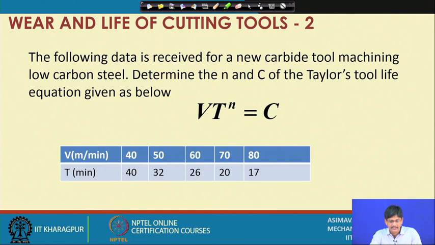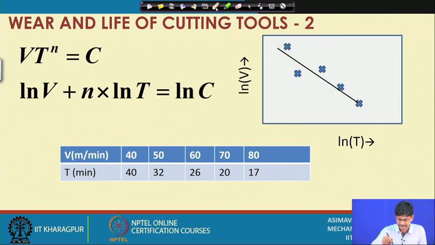We are now supposed to determine N and C of the Taylor's tool life equation. What is the data given to us? It has been run at several cutting velocities and we have the corresponding tool lives in minutes. So, what is the problem? We will say that yes, just put these values in and find out N and C. There is a problem. What is that?